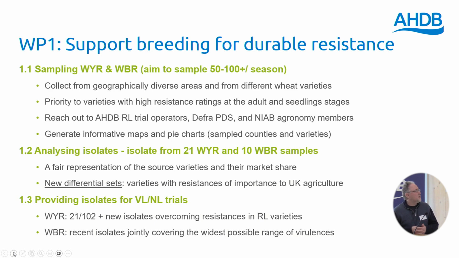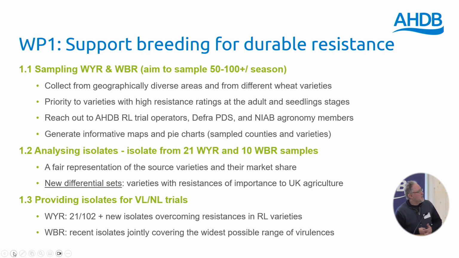But we will have a priority, we will focus on varieties with high resistance ratings at the adult plant stage from the RL booklet. To be able to receive as many samples as possible, we will reach out to AHDB RL trial operators, to DEFRA Pathogen Disease Survey project, and also to NIAB agronomy members. And we will keep generating the informative maps and pie charts and provide them to AHDB and then to levy payers, I believe.